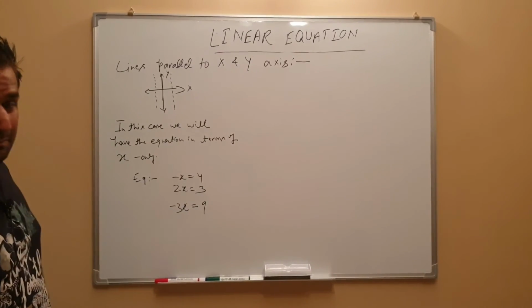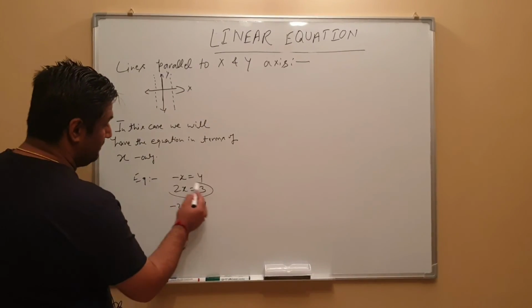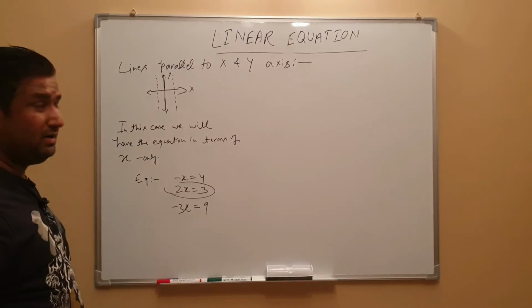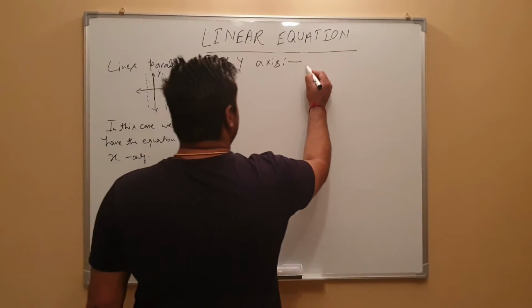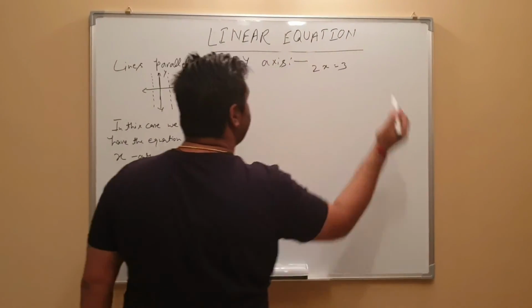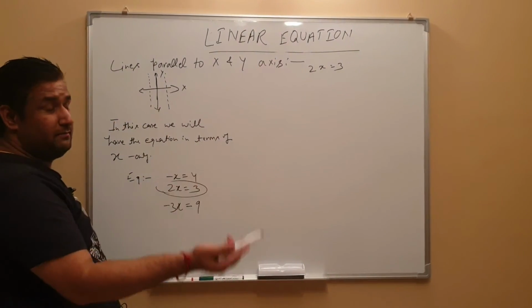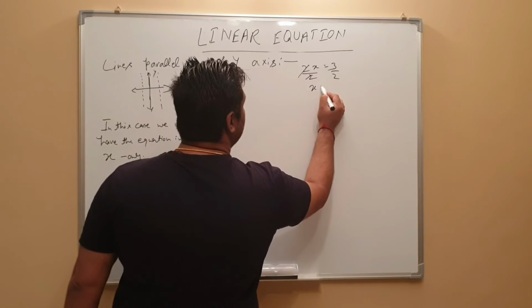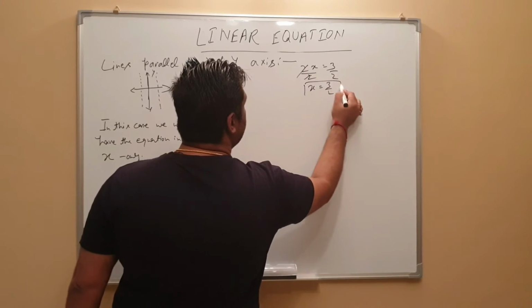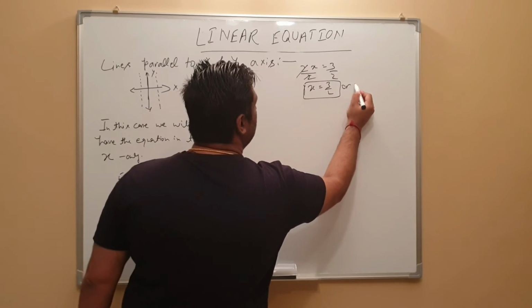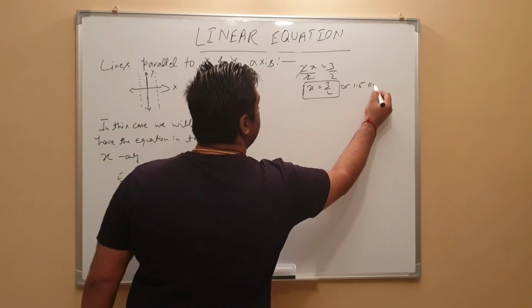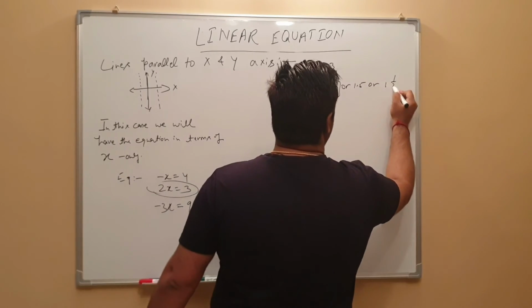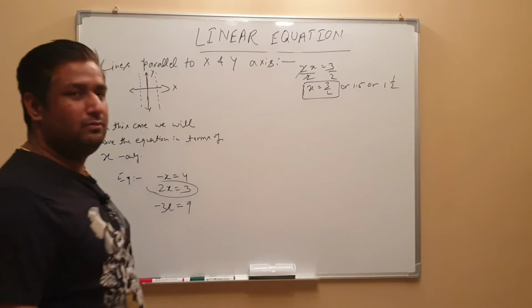So let's take an example. Let's take this one, and we'll try and draw a graph. So 2x equals 3, right? Basically you have to get rid of this 2 first to get the value of x. So we'll just divide by 2 quickly. x equals 3 over 2, or 1.5, whichever way you want to take it.